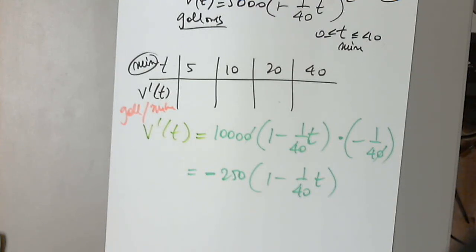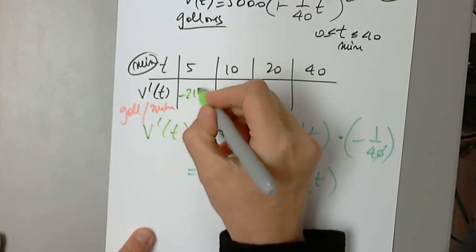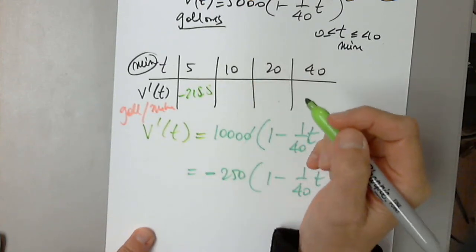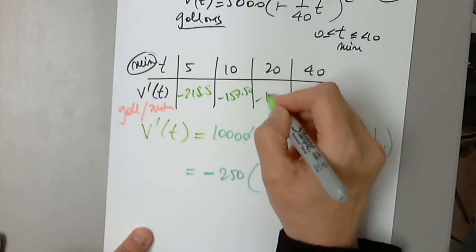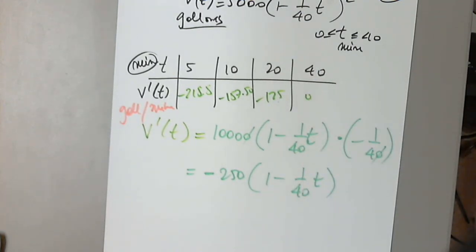Why is the rate of change negative? Because it shows direction. It just simply shows direction. In other words, it's emptying out. So -218.8 gallons per minute, -187.50, -125, and 0. So what we conclude, and we knew that after 40 minutes, the tank is completely empty.